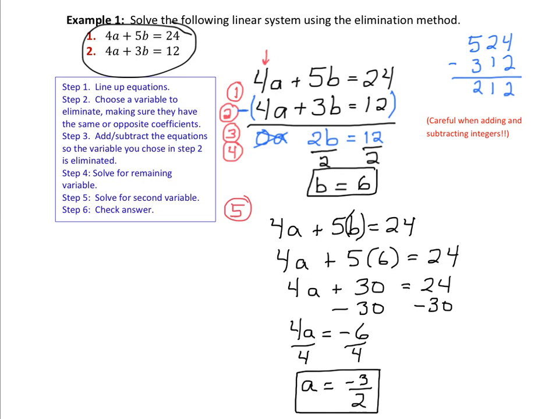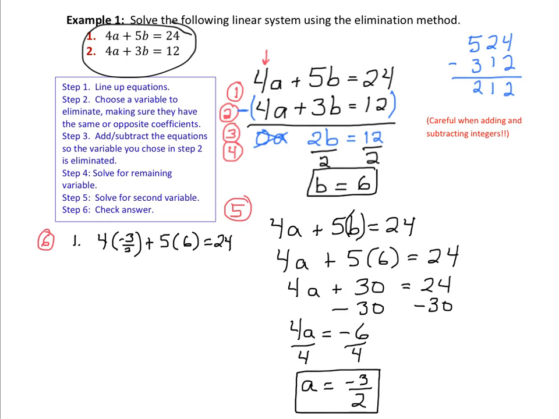If you want to verify your answer, so this would be step 6, you can do that the same way we've always done that in chapter 8 and in section 9.1. And you can sub in your values for a and b into both equations to make sure that it satisfies both equations. So if we take the first one, we have 4 times the value of a, which was negative 3 over 2, plus 5 times the value of b, which was 6, equals 24. And we want to make sure the left side equals the right side.